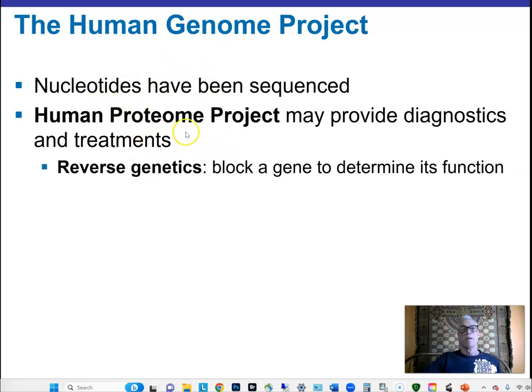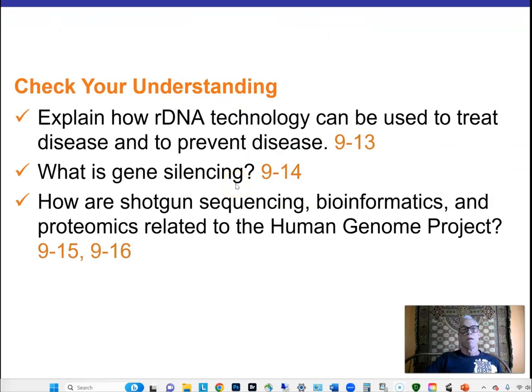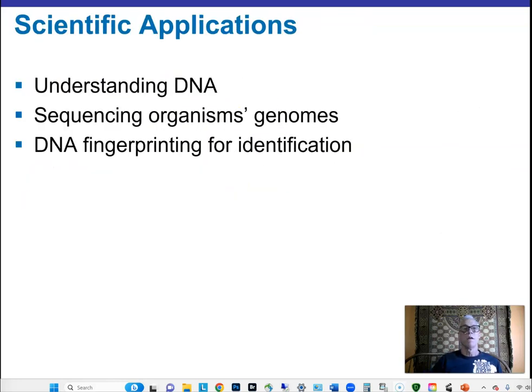Proteome project. Proteome means all the proteins that are produced by the genome, and so there's a lot of interest now in studying the proteins that are expressed in a cell or by a particular organism and so forth. So we won't go too much more into that. But okay, I think we're getting down to the end of our chapter.